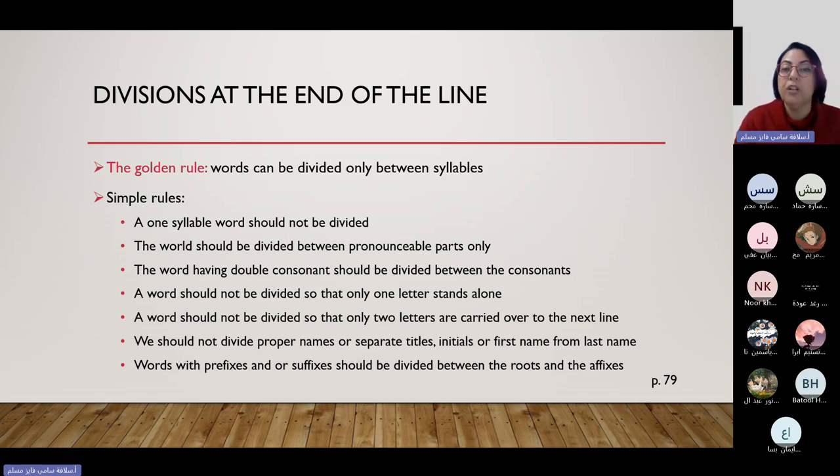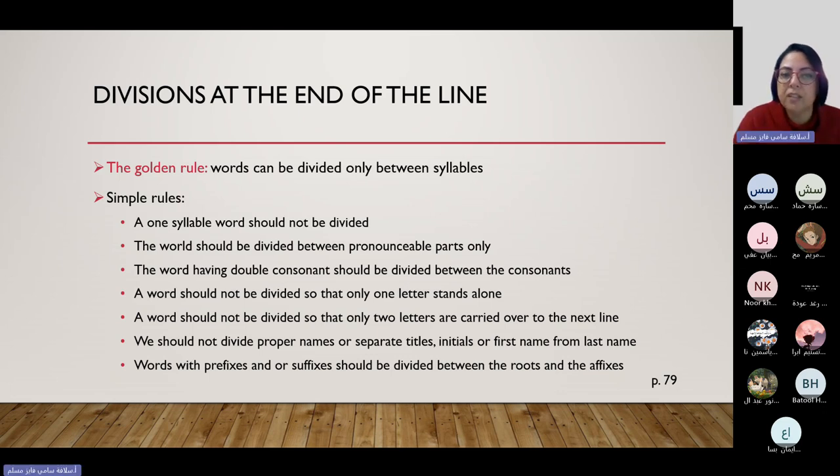Okay, so there are some simple rules when we divide at the end of the line. If we talk about a one syllable word, of course, there is no division. We can't divide a one syllable word. The word should be divided between pronounceable parts, meaning the parts that are pronounced. Not where there is a silent letter. No, we divide at the letters that we pronounce.